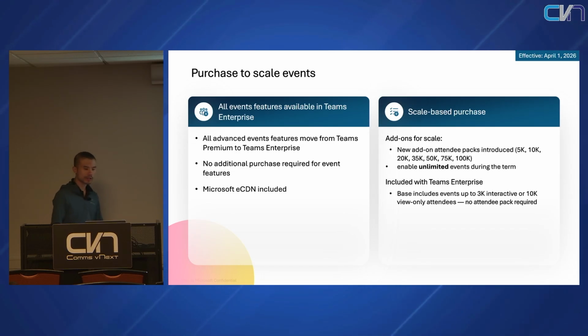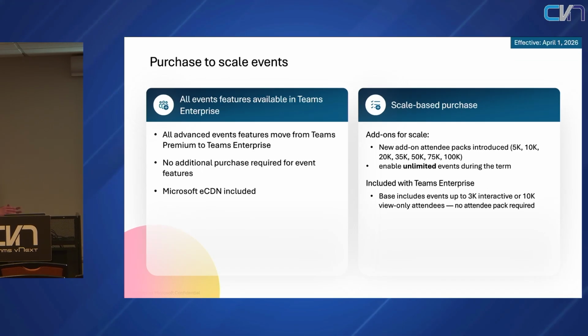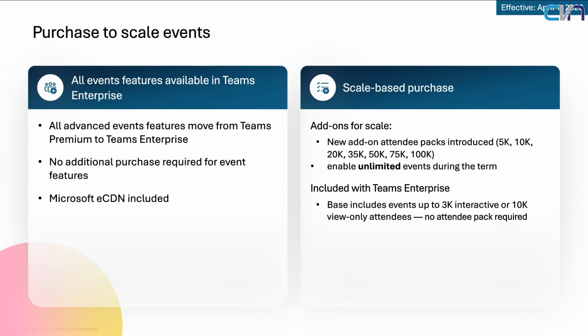Yeah, and I think a good transition to moving on is Attendee Pack. If you need to scale Town Halls above 10,000 view-only or 3,000 interactive, you can purchase what we refer to as Attendee Pack. Right? So if you need to scale beyond the standard limits, Attendee Pack licenses range from 5,000 to 100,000. For example, if you purchase a 20,000 Attendee Pack license and assign it to an organizer, that organizer will be able to host town halls up to 20,000 concurrent viewers, as many town halls throughout the year as needed.